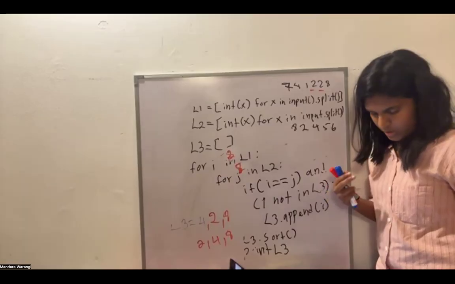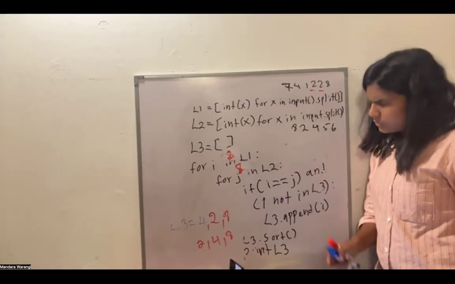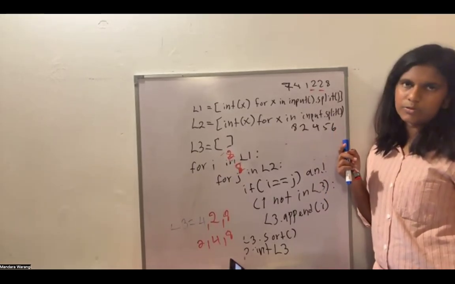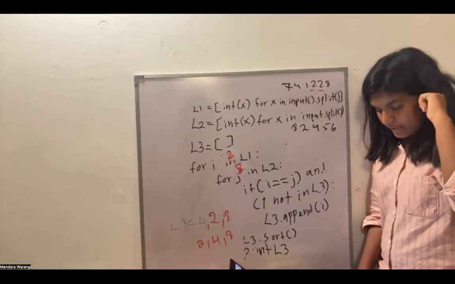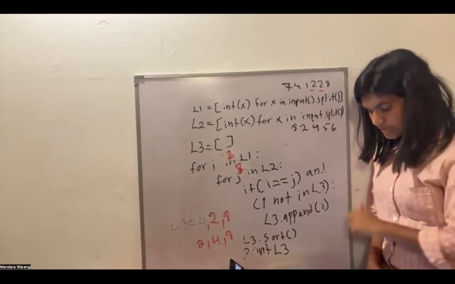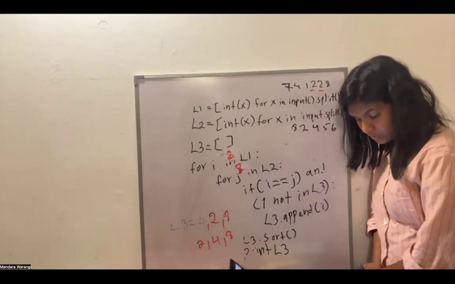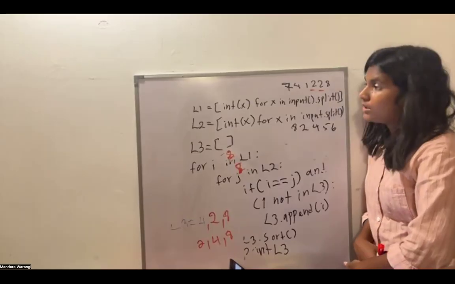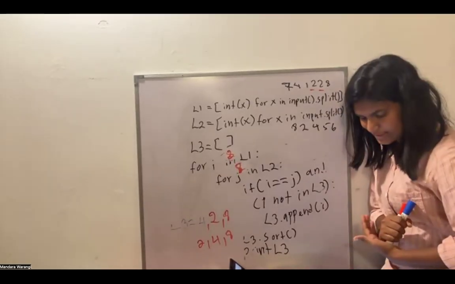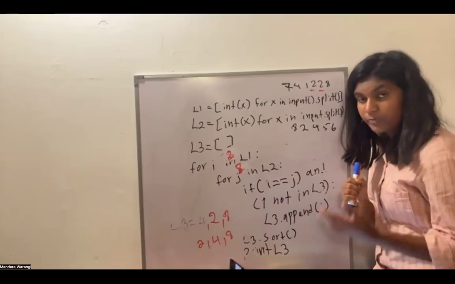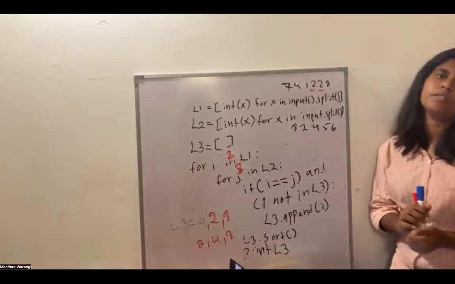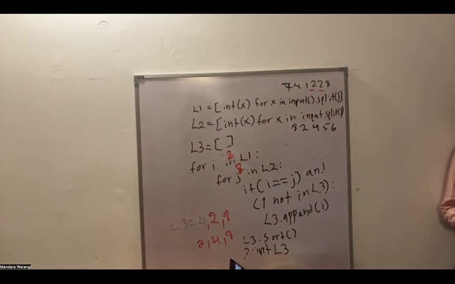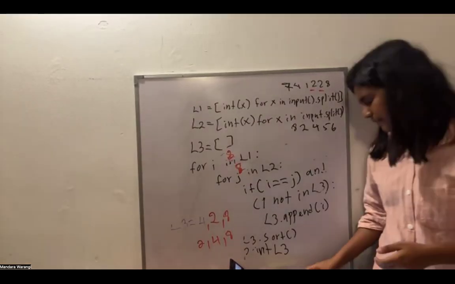So you check the similar integers or the similar numbers in L1 and L2. That is the purpose of this algorithm, right? Given two input lists of integers, L1 and L2, the output is a sorted list of unique integers that are present in both L1 and L2. We output a sorted list of unique integers.